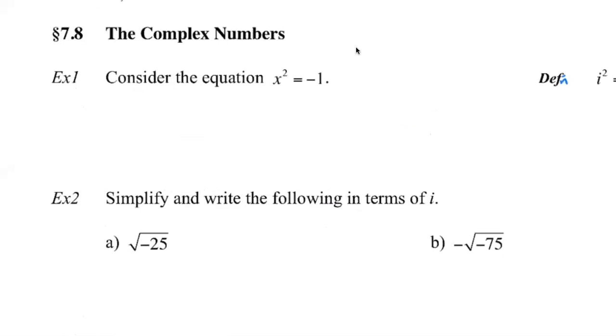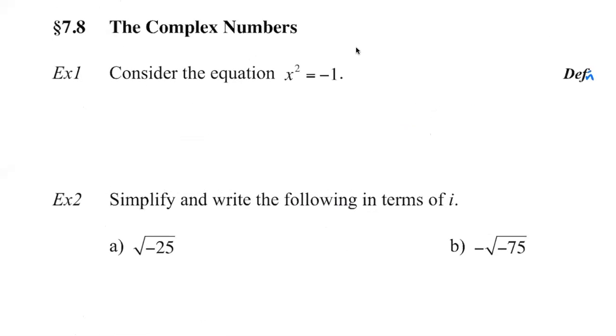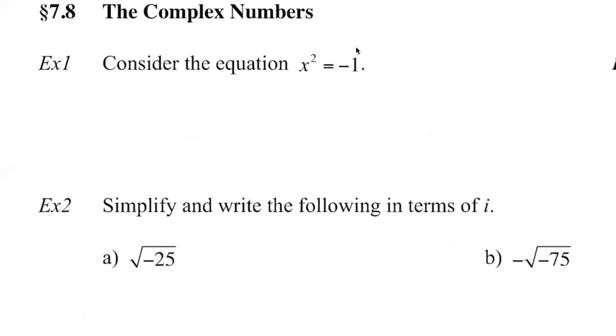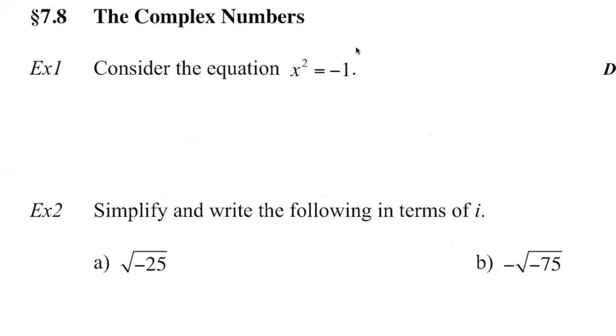And we start by looking at this equation, x squared equals -1. So if we were to solve this equation, what value of x, when we square it, gives -1? Well, there's no such thing in the real number system, right? In the real number system, we can't find a number that when we square it, we get -1.